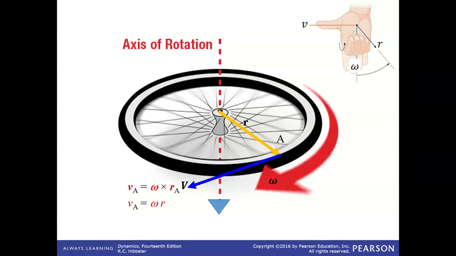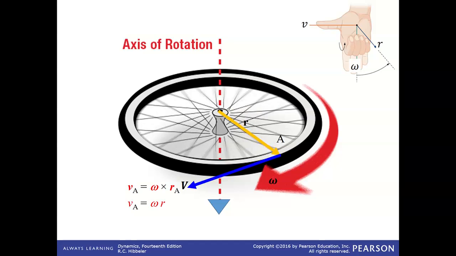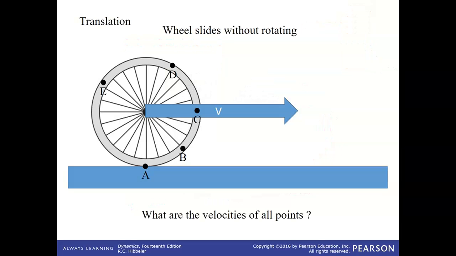So this is revision. It's not new. We have seen it before. So that is how to calculate the velocity for pure rotation. Next question.